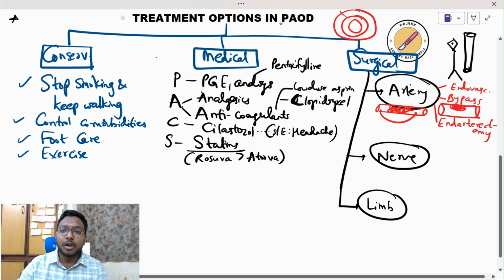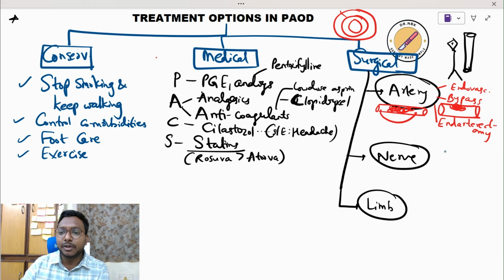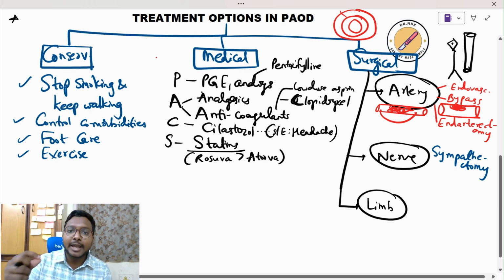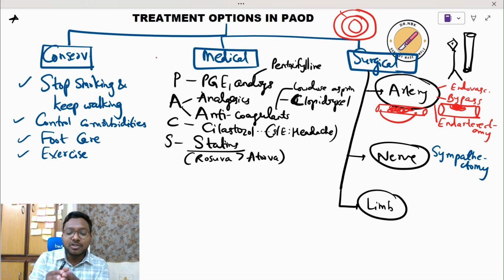Now coming to, let's say for example, the main action of sympathetic system is vasoconstriction. So there are certain indications for this procedure. Just remember the name of the procedure. It is called sympathectomy. You are going and surgically removing the sympathetic ganglia, so this vasoconstriction effect will be reversed, so that a little bit of vasodilatation can happen.